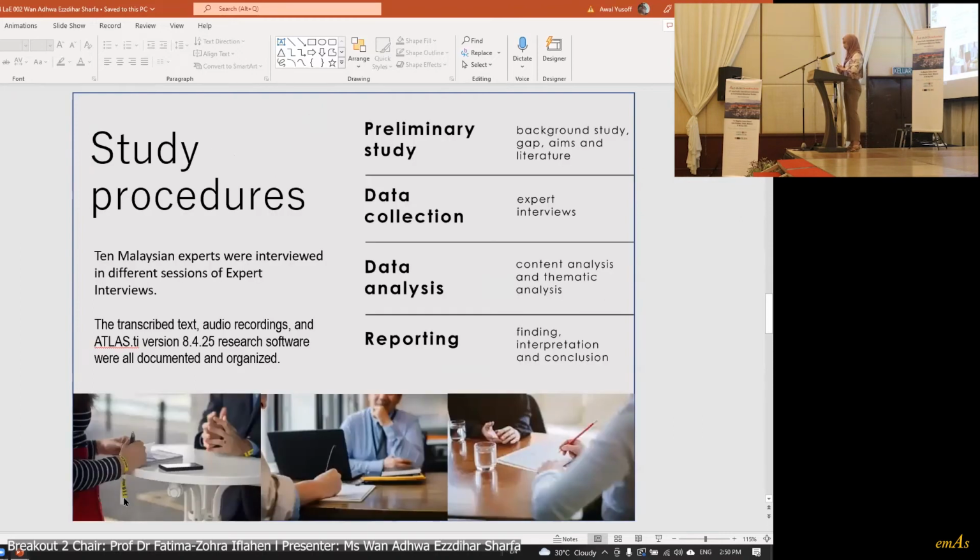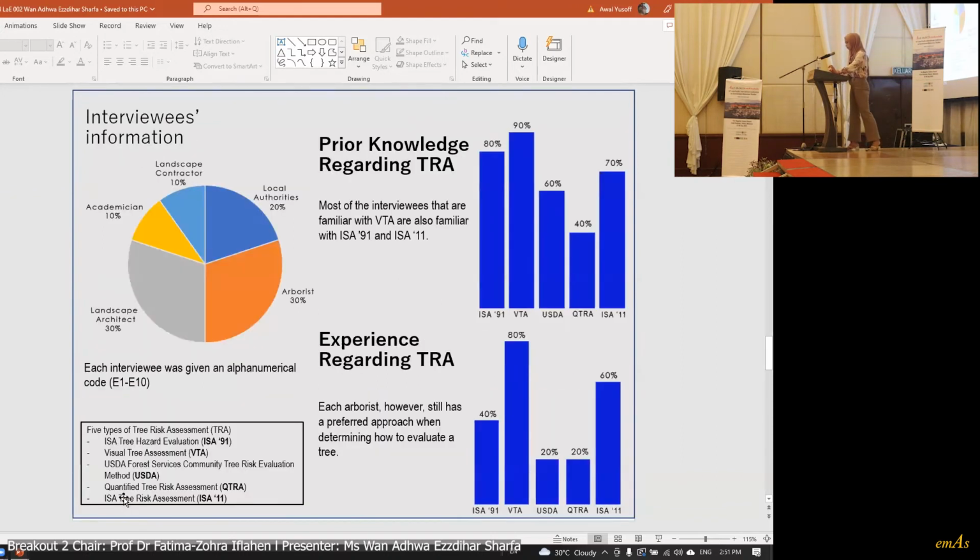Okay, so moving on to the study procedures. After doing some background studies and literature review, our team held expert interviews with 10 experts in Malaysia. After all the data was collected, some analysis was made, and the findings and conclusions were put together. All the interviews were held individually, either face-to-face or virtually. From all the experts involved, the highest percentage are arborists and landscape architects, which is 30%.